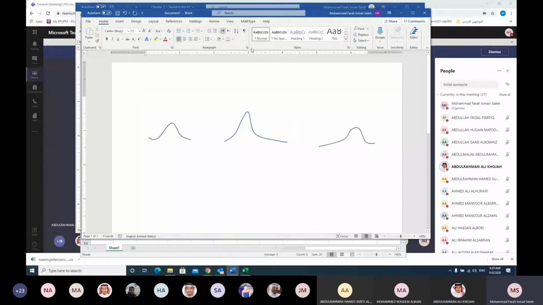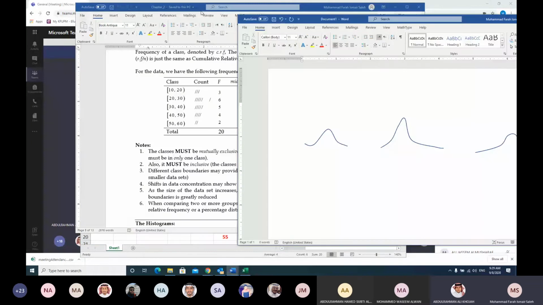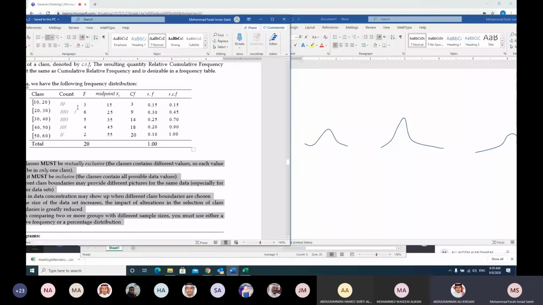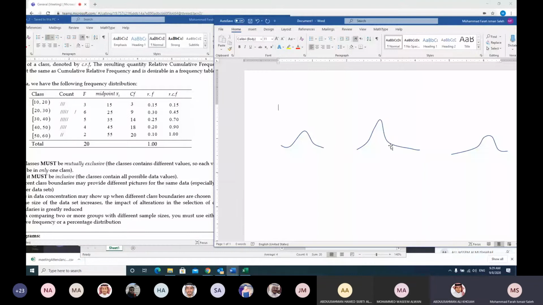Which one of these can you use to cover the frequencies? The first, the second, or the third? The second. Now it's clear. Since we can use the second, the data is clustered on which side? To the left. It's then skewed where? To the right. How many peaks, how many maximum points do we have? Only one. Then one mode, unimodal.